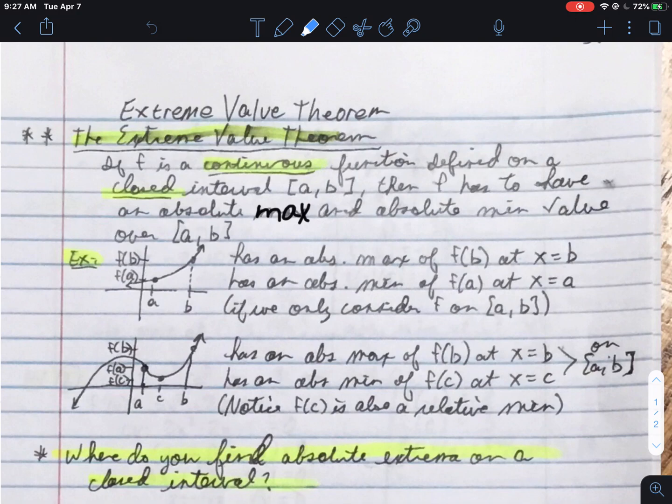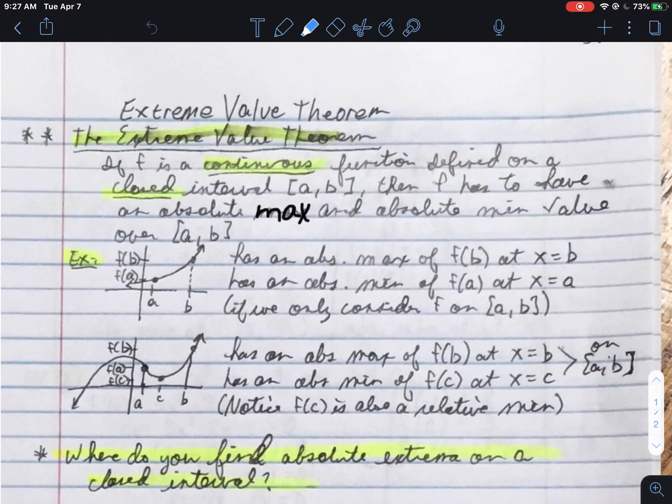Now remember, what does it mean to be continuous? We said basically that means when you're drawing the graph of the function, you put your pencil to paper and you draw the entire graph without picking your pencil up. And that was just kind of a workable definition of what it means for a graph to be continuous. So in order to guarantee that there is an absolute max and an absolute min in our interval, the function does have to be continuous in that interval.